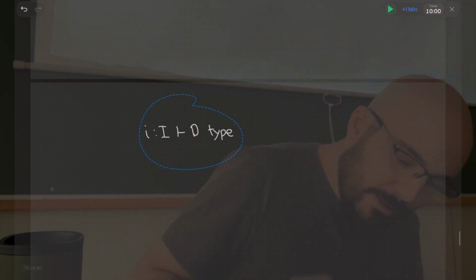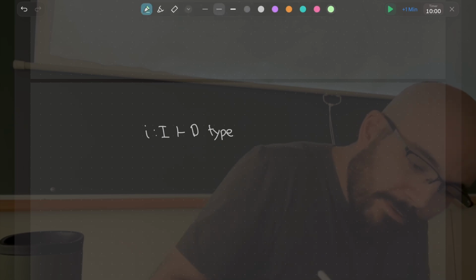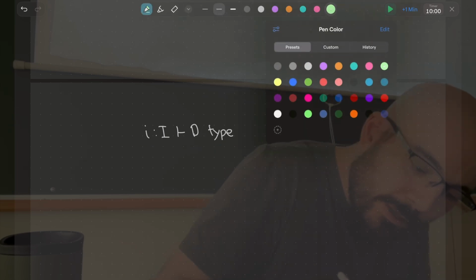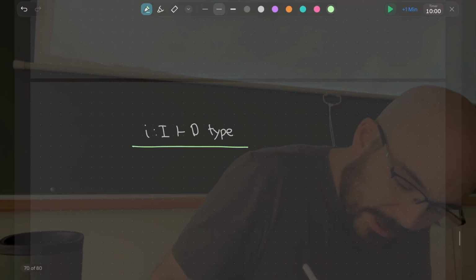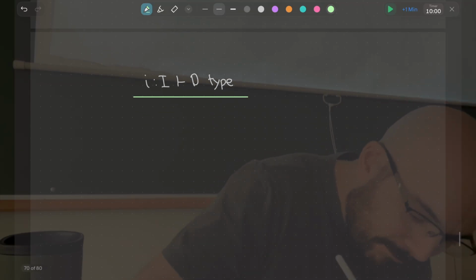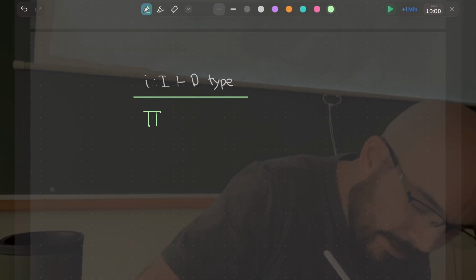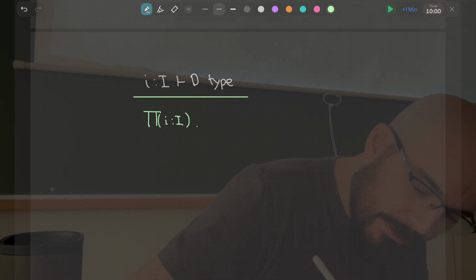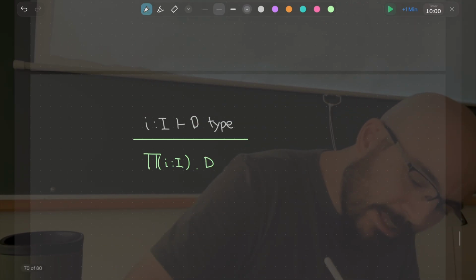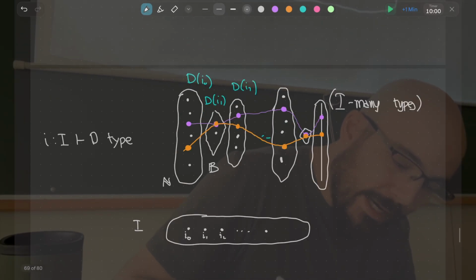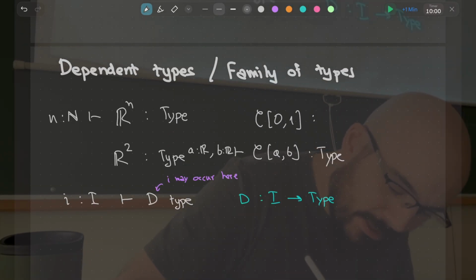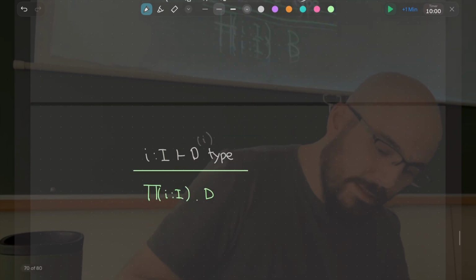As soon as you have this, you can form this new type, which is called the product type. And we denote it like that. There are actually various notations. I will show you three of them. Like this. And, I forgot to say something. Sometimes we use this D of I here to emphasize this, but it's not necessary.